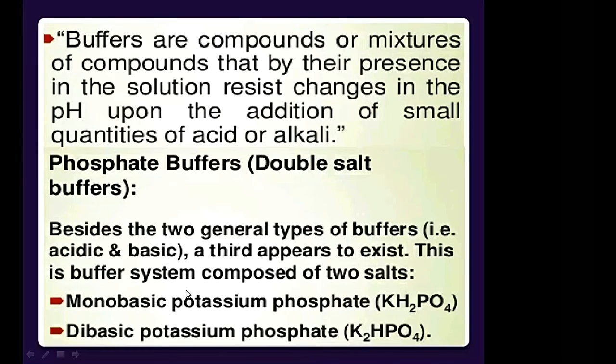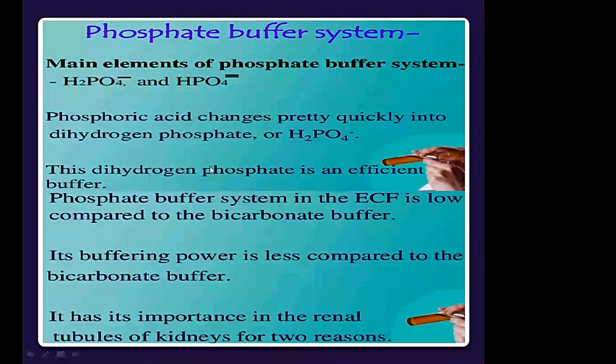In this, two salts are there. The first salt is KH2PO4, monobasic potassium phosphate. The second one is K2HPO4, dibasic potassium phosphate. These two combine and form a phosphate buffer system. In this phosphate buffer system, the main elements are these two only, H2PO4 minus and HPO4 2 minus. Phosphoric acid changes pretty quickly into dihydrogen phosphate, H2PO4 minus, first one. This dihydrogen phosphate is an efficient buffer.